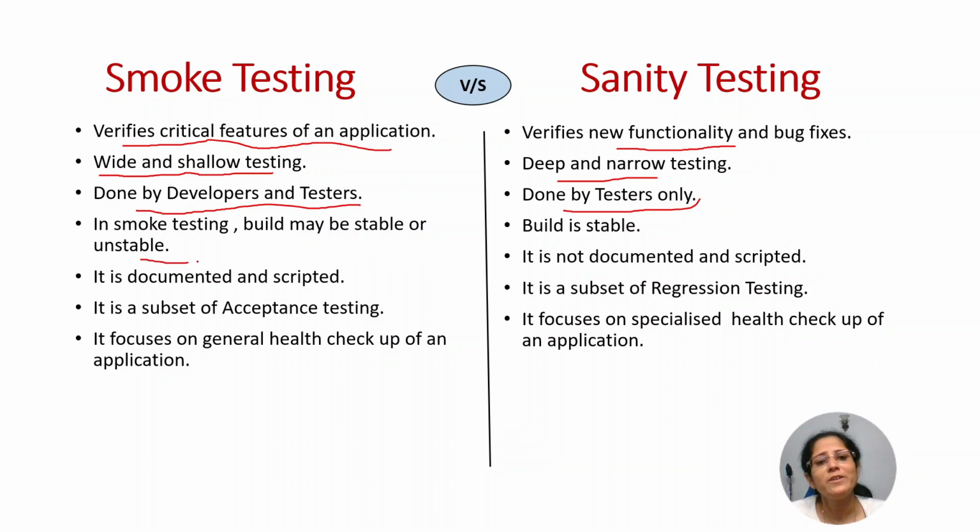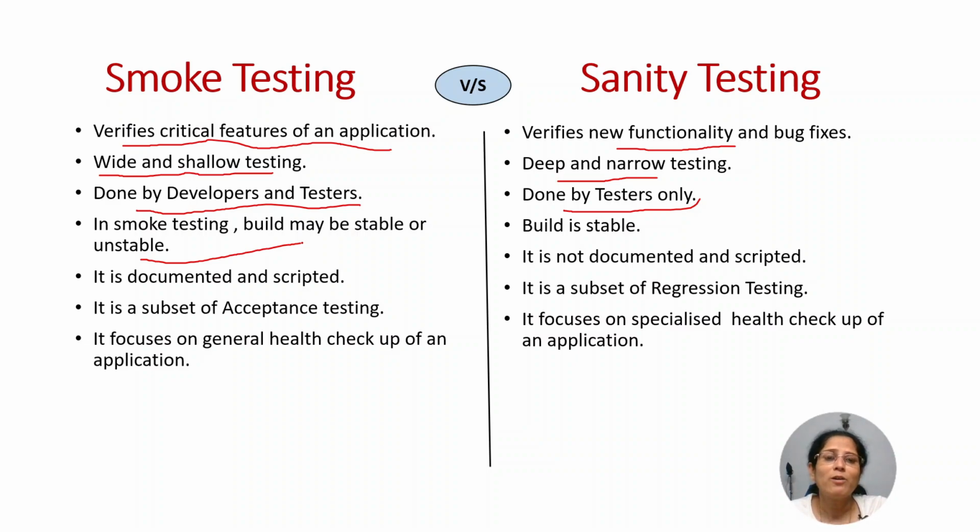In smoke testing, the build may be a stable build or it can be an unstable build also. Whenever the development team gives the initial build to the testing team, that build might be a stable build or it can be an unstable build.